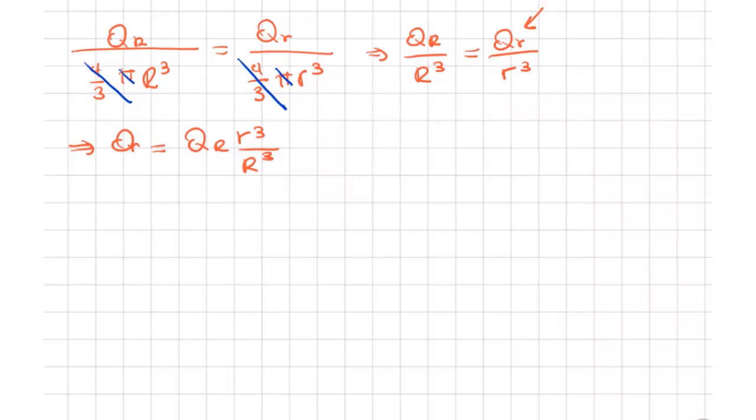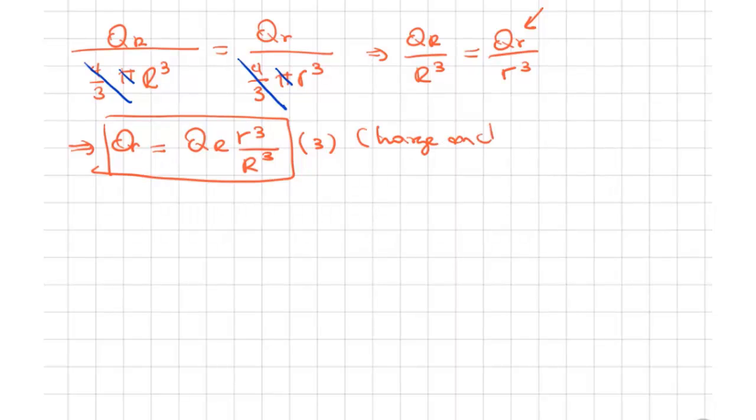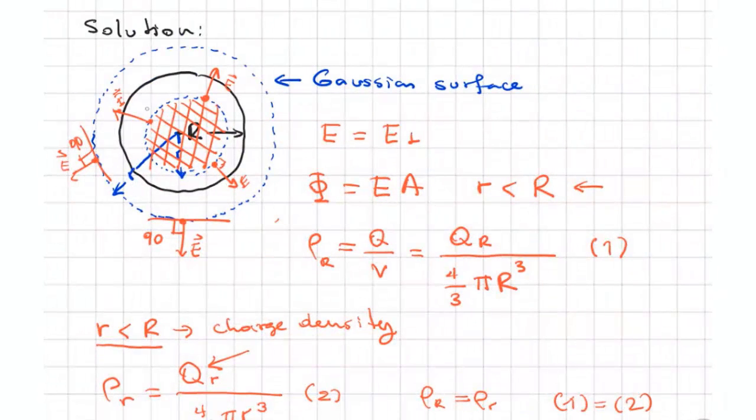Okay guys, I'm going to call this equation number 3, the charge enclosed in the Gaussian sphere. The Gaussian sphere in this case is the blue one inside, and outside is this.